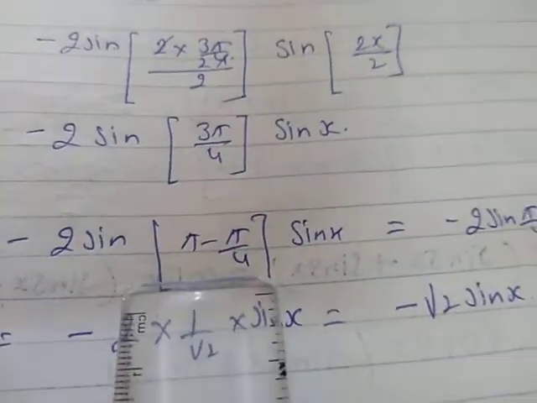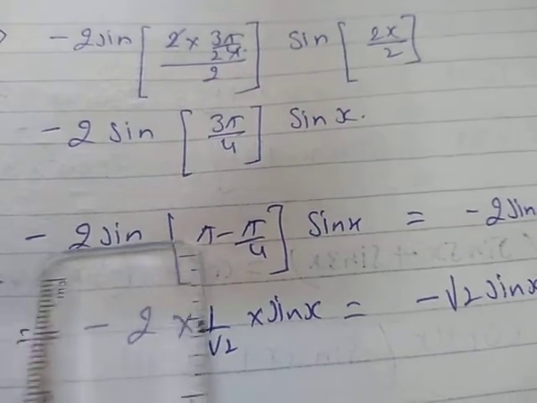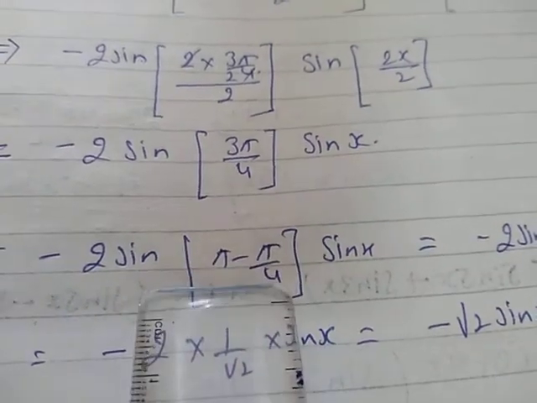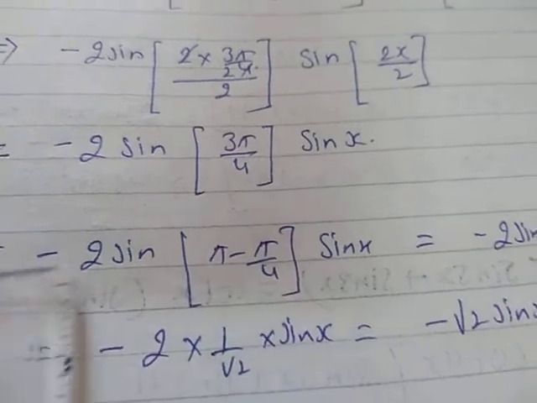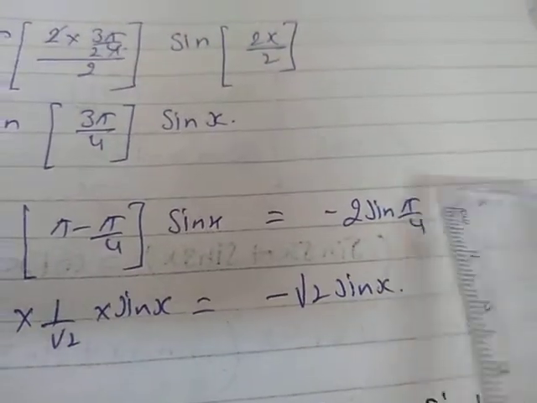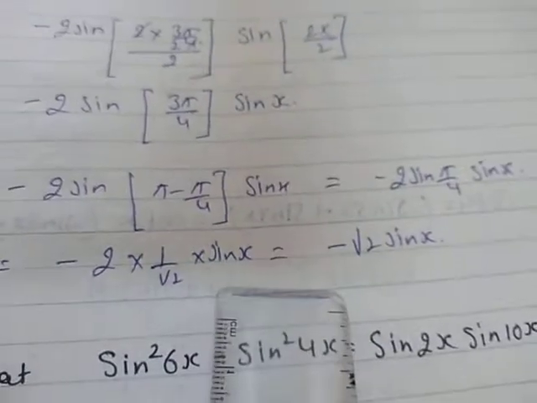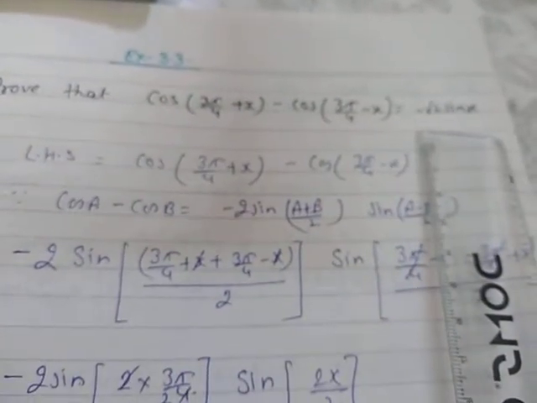Pi minus pi by 4 lies in the second quadrant. In the second quadrant sine is positive, therefore sin(pi minus pi by 4) is equal to plus sin pi by 4. So minus 2 sin pi by 4 into sin x. And sin pi by 4 is sin 45 degrees, therefore it is minus 2 into 1 by root 2 sin x. That means it is minus root 2 sin x. Hence LHS is equal to RHS.